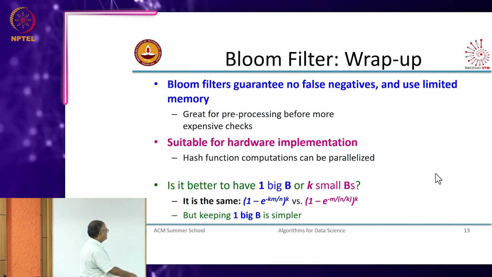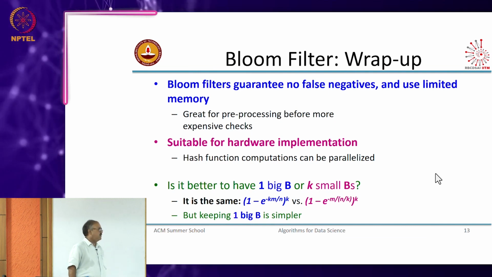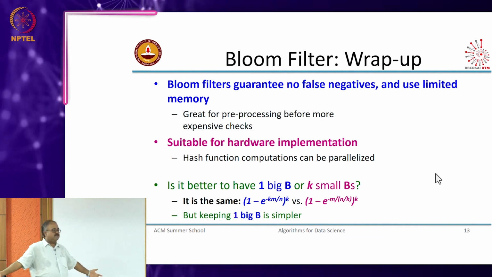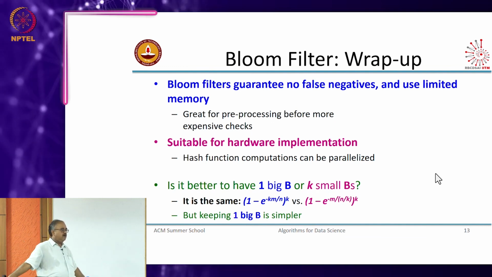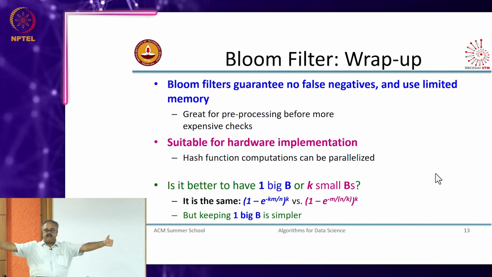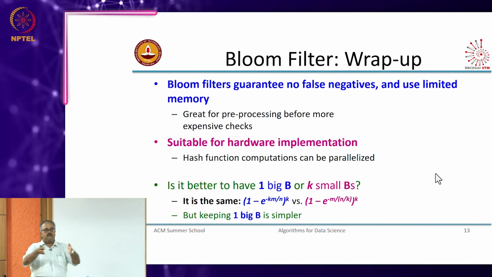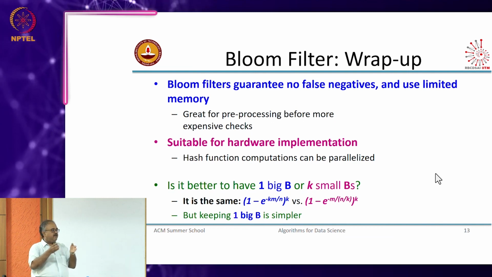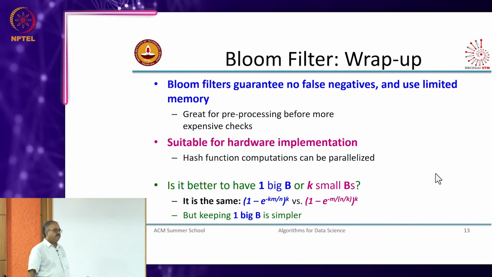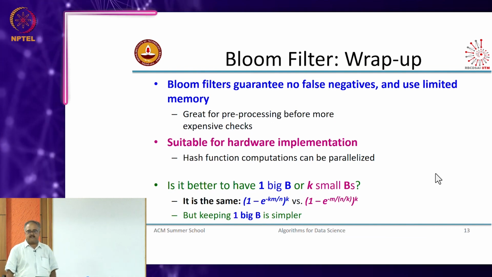And here is this other question that I told you earlier. You could either have one big B and have all the hash functions hash to the same set of buckets, or for each hash function, you could divide that large memory into k chunks and give one set of buckets to each hash function. Which is better?